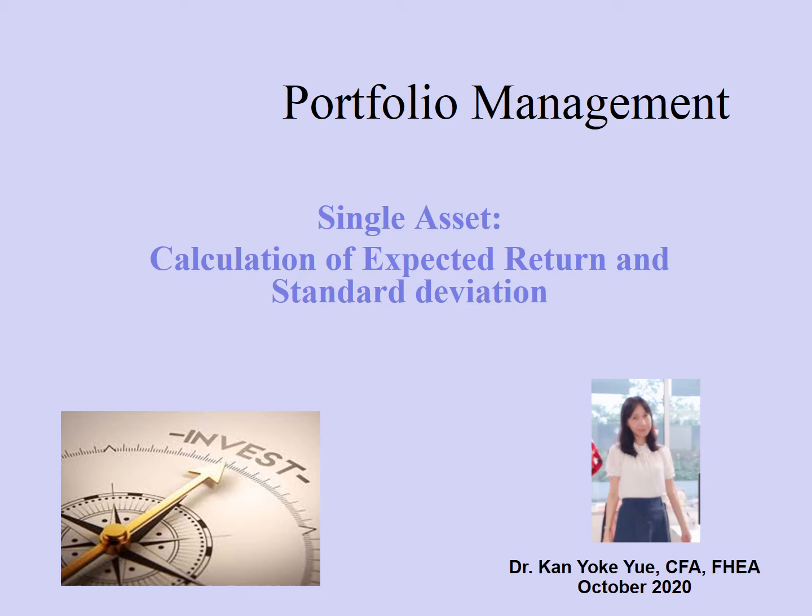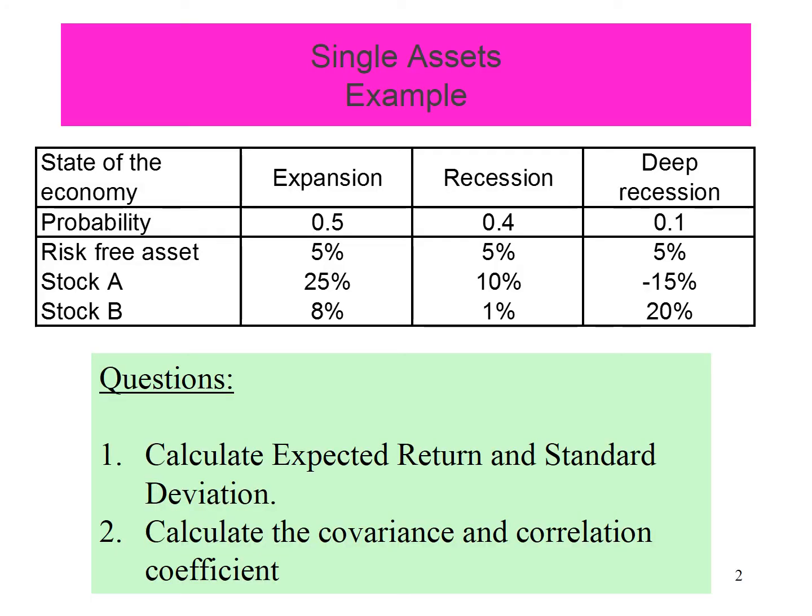Let's learn together. In this example, there are two risky assets, stock A and stock B. The state of economy is predicted to have expansion, recession, and deep recession based on an estimated probability. Our objective is to calculate expected return and standard deviation, calculate the covariance and correlation coefficient.